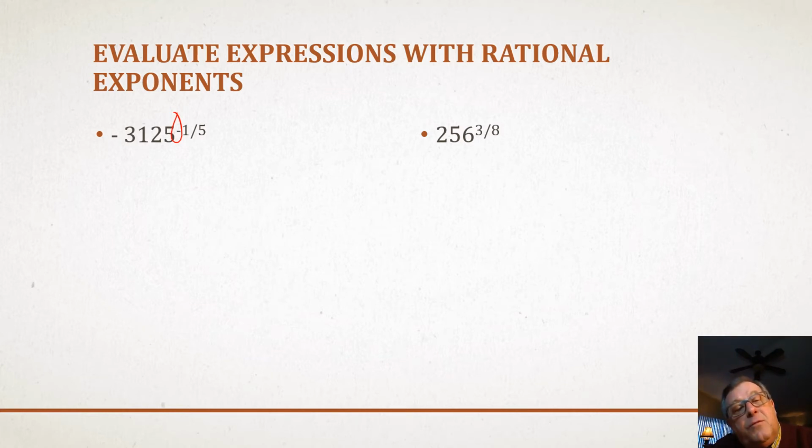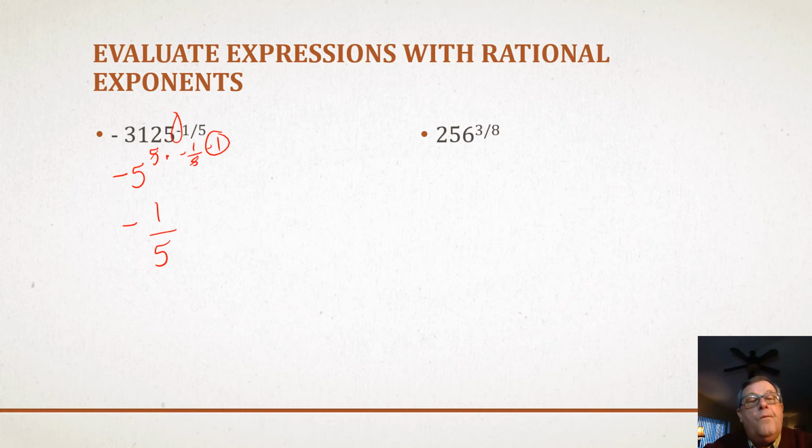So this then could be written as negative 5 to the 5th times negative 1/5. Well, that's going to cancel to negative 1. And the negative 1 is going to put that negative 5 in the denominator. And so simplifying this is negative 1/5. Okay, you could put that in your calculator. You'd probably get the same thing. All right, let's see.